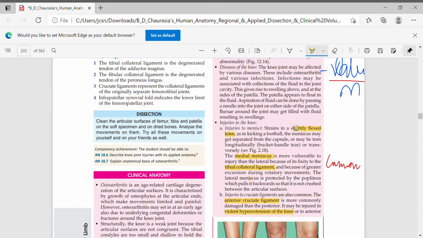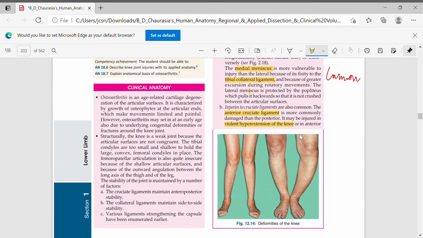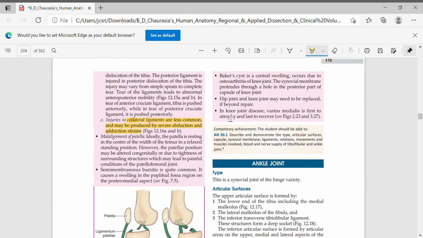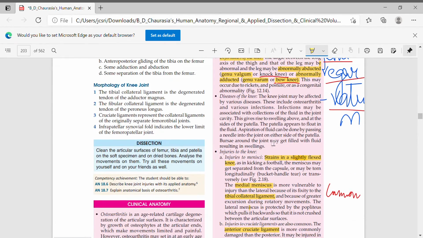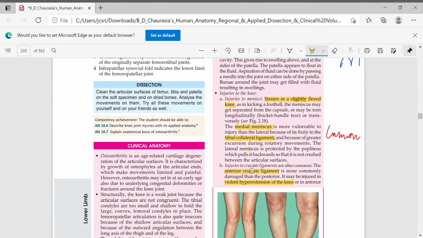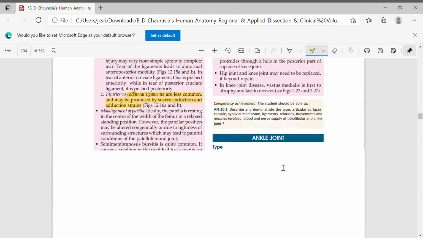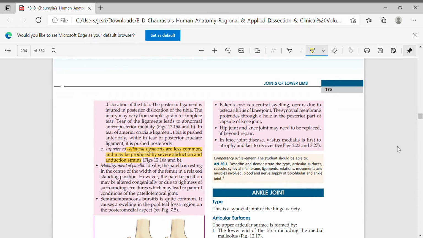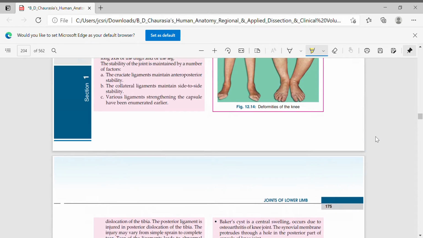Okay, so the collateral ligaments are affected due to the abduction and adduction strains, whereas the menisci are affected due to the flexion, and the anterior cruciate ligament is affected due to the extension. So the cruciate and the menisci are the extension and the flexion, whereas the collateral ligament is abduction and the adduction. This is a ligament injury.